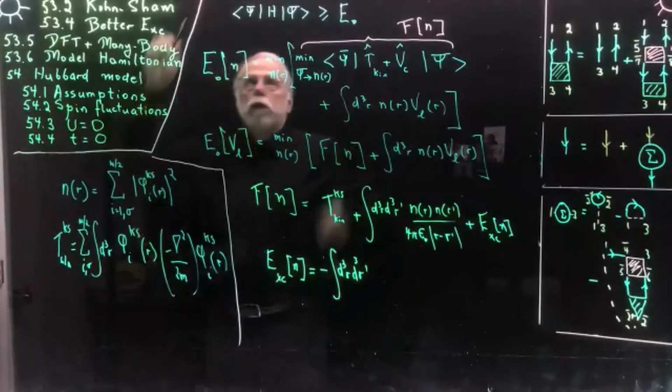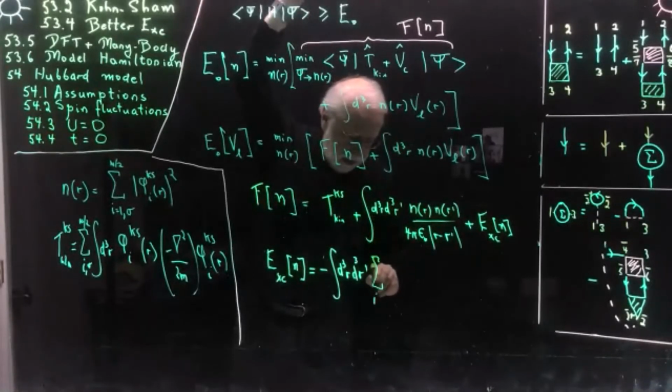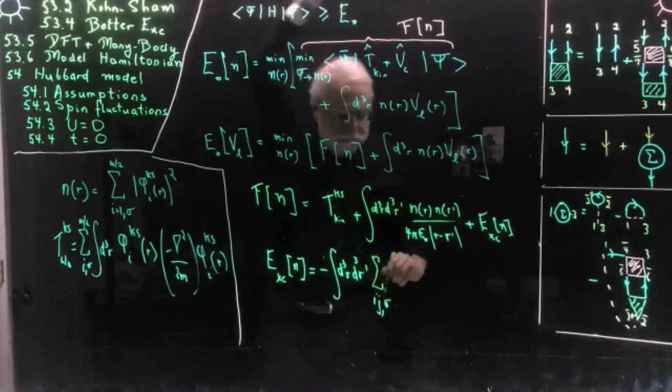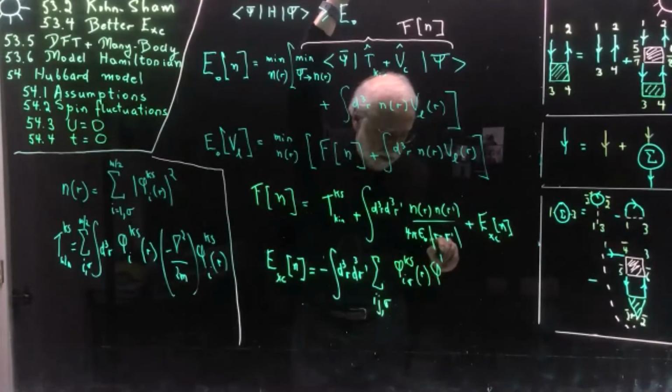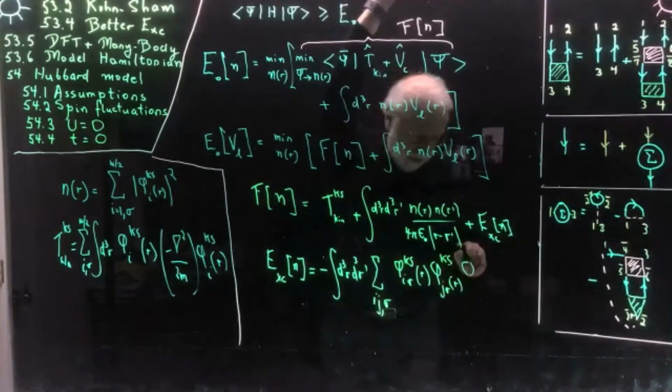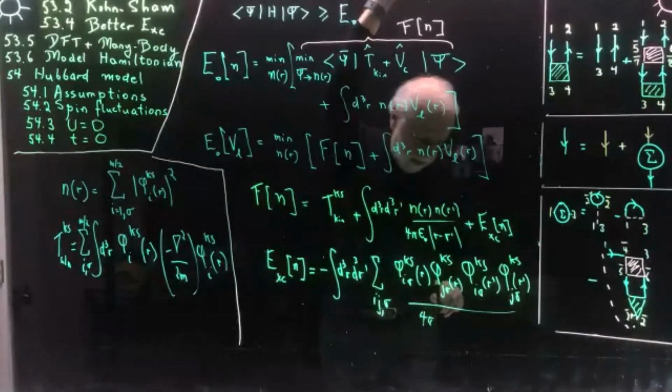Here we have n over 2 orbitals. Sum over i, j, sum over sigma of phi Kohn-Sham i sigma of r, phi Kohn-Sham j sigma of r, phi Kohn-Sham i sigma of r prime, phi Kohn-Sham j sigma of r prime, divided by 4 pi epsilon 0 times |r minus r prime|.